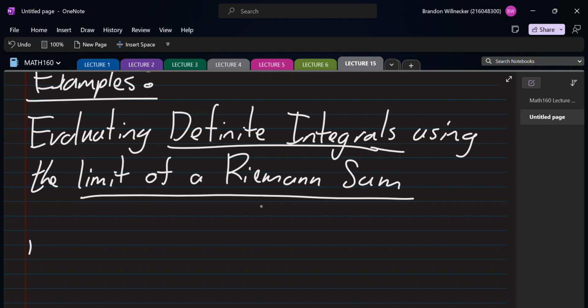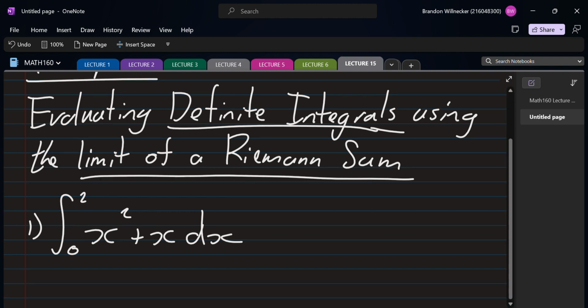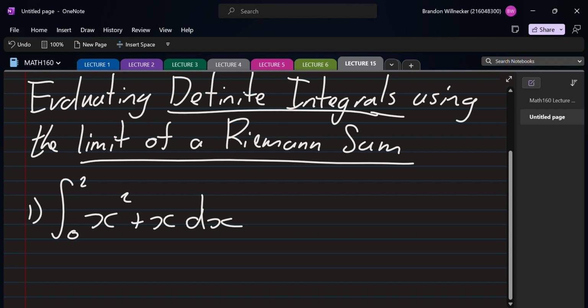Okay, so number one. We have the integral from 0 to 2 of x squared plus x dx. That's just how we say these things. Now, there's no mention of areas, there's no mention of intervals or anything like that. I just read it as is. From this notation, we need to figure out what those should be.